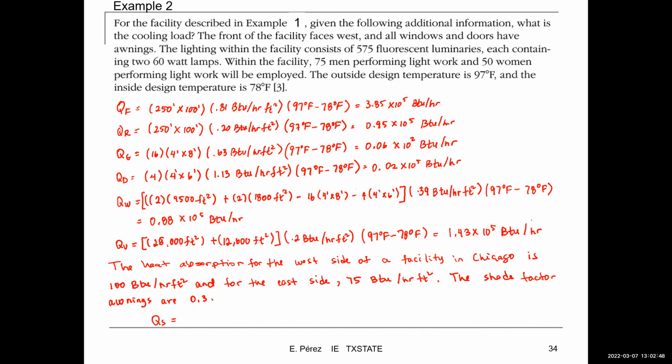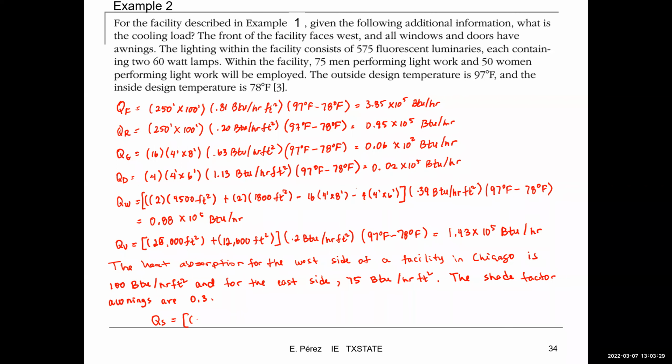Okay, so the ones on one side will have a different solar radiation impact than the ones located on the other side, right? So that's why we're getting this absorption for the west side and for the east side, and we're going to use those accordingly. So half of the doors and the windows will account for the west side absorption, and the rest of them will be located on the east side and will have a different absorption rate. So this QS will have two pieces.